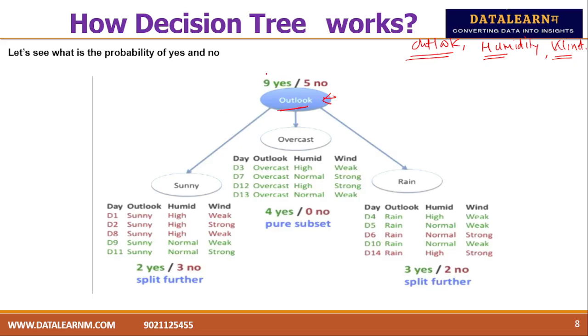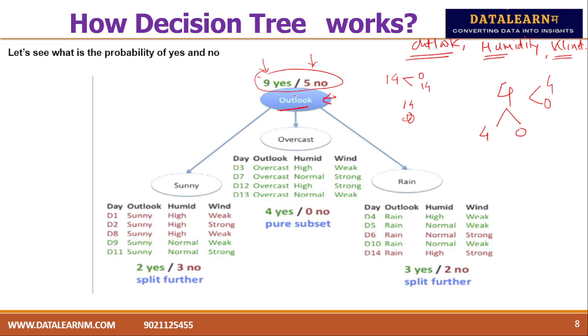So for outlook, what is the scenario? The root node scenario is for the whole data set, the whole population: 9 yes and 5 no's are there. Till what point should it work? For a particular feature, if I am having 14 points, it should be 0, 14 or 14, 0. If I am having 4 points at a node, it should be 4, 0 or 0, 4. Everything should be completely yes or completely no.